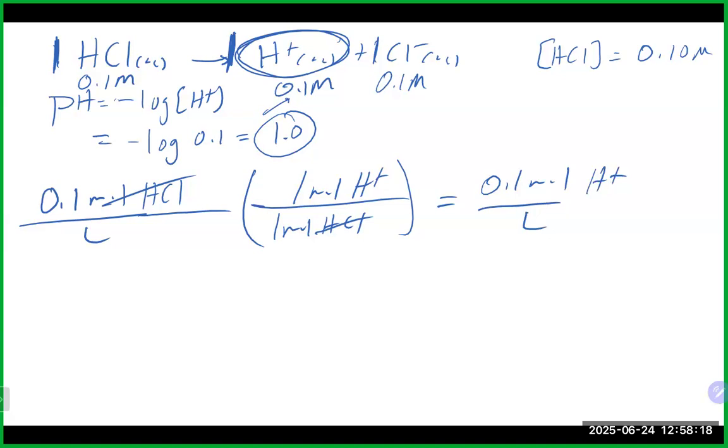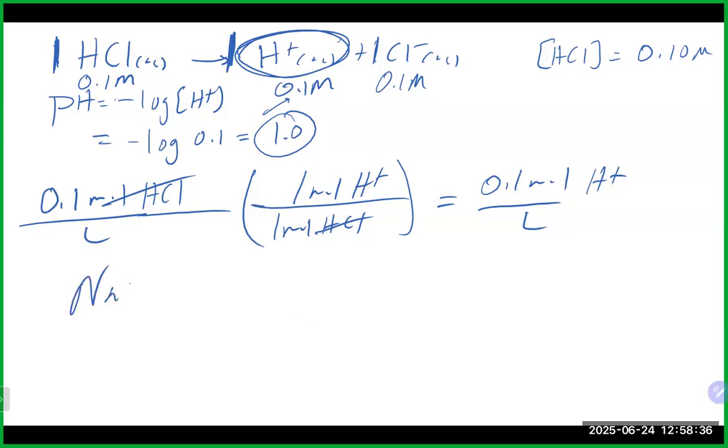So the quick way to do it is, whatever it breaks apart into, you multiply the concentration by the coefficient. So if it's a 1-to-1, you get the same concentration. If it breaks apart into a 1-to-3, you multiply the concentration by 3 for the ion. That's the quick way of doing that.